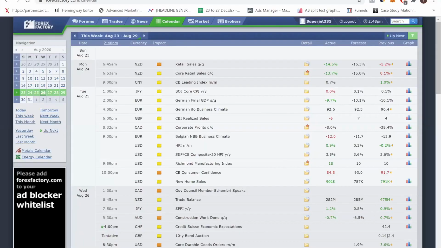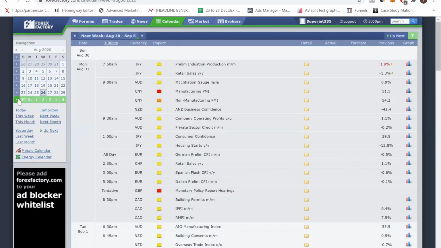Okay. So right now over here we are at the Forex Factory. Today it's the 26th of August. So the first thing you want to do is look at one week ahead. I'm not keen on looking at this week because remember, we are trying to catch the next move. We're not trying to catch a current move. So what you can do is just click here. Then this will bring you to the next week.